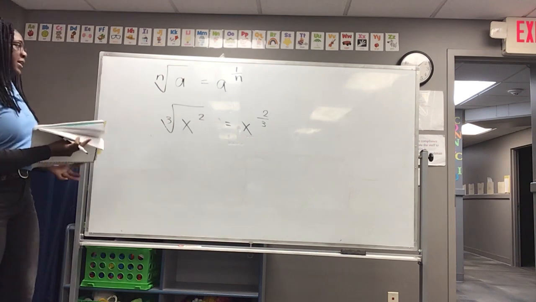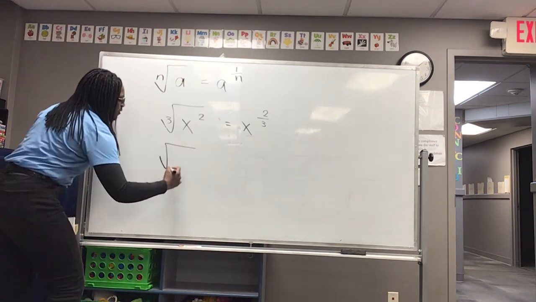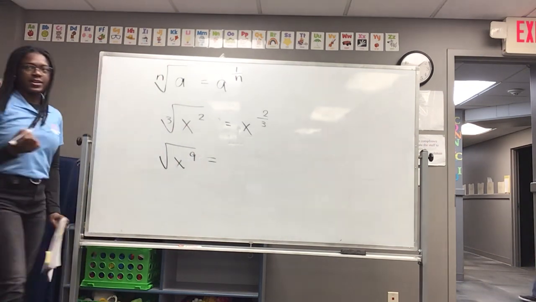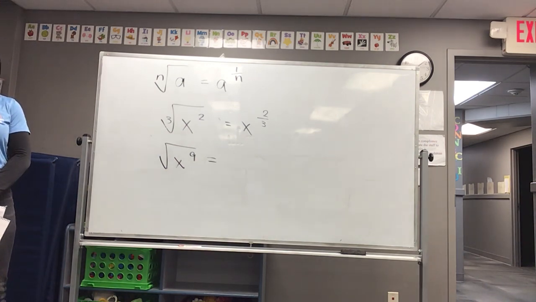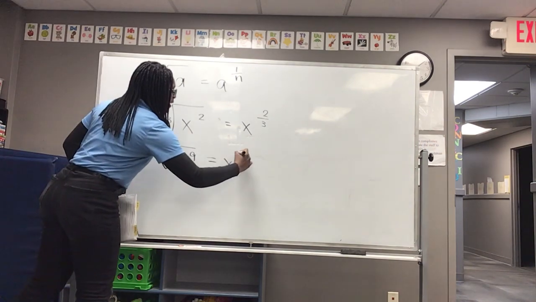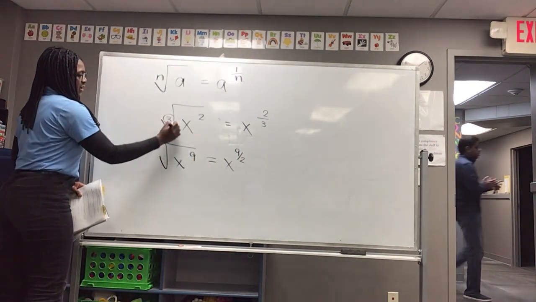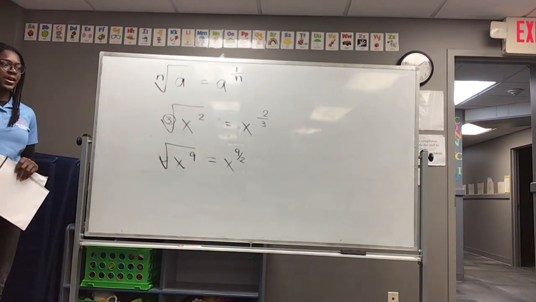So I could do another one like that. Let's say I have the square root of x to the power of 9. What do you guys think that would equal? Yep, x to the power of 9 over 2. So just remember that whatever's in the root goes in the denominator of our new exponent.